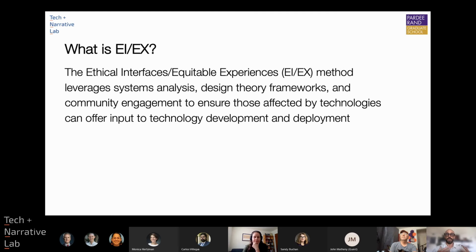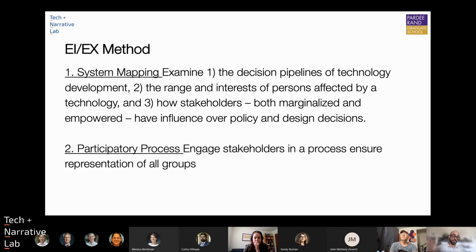It's really centering the people impacted by the technology and ensuring that those people have some say in how the technology is designed and used. That's the basic concept. And there's really a series of methods. We've here grouped it into two.